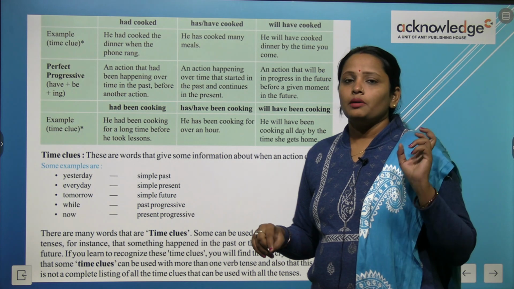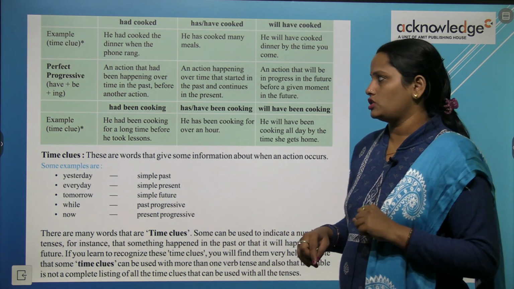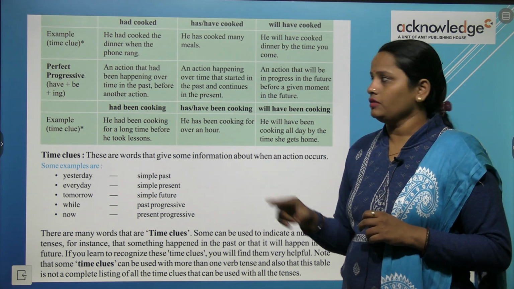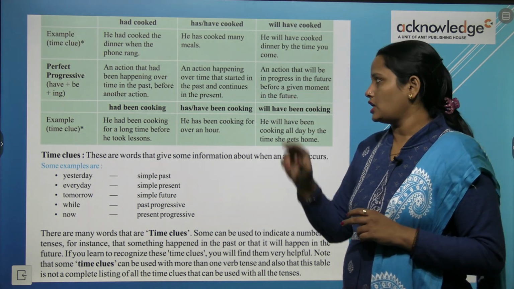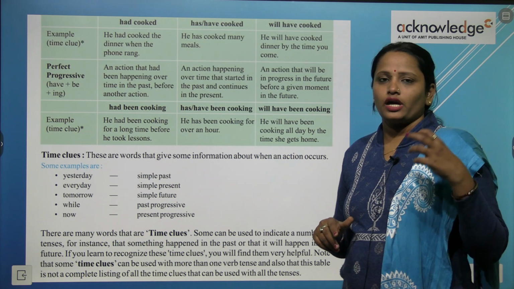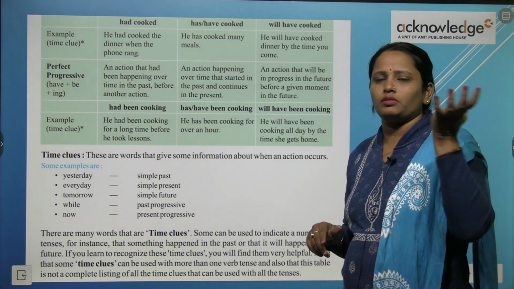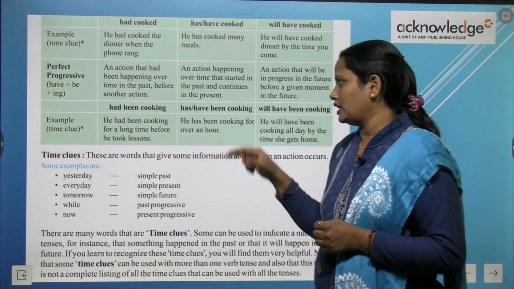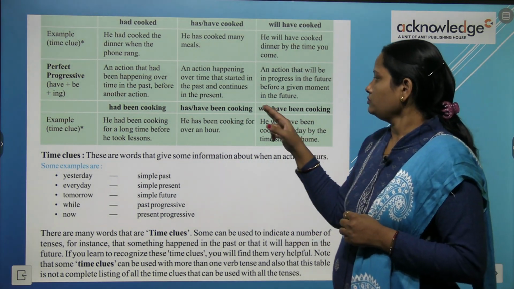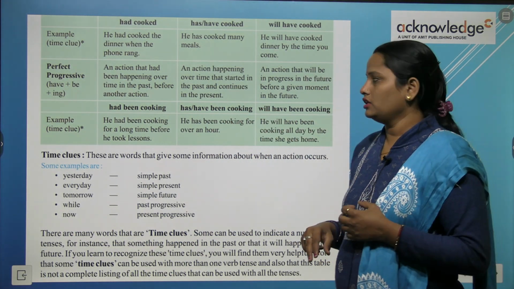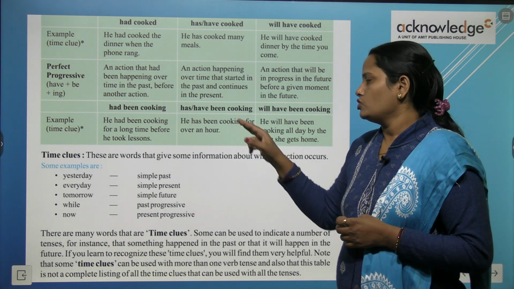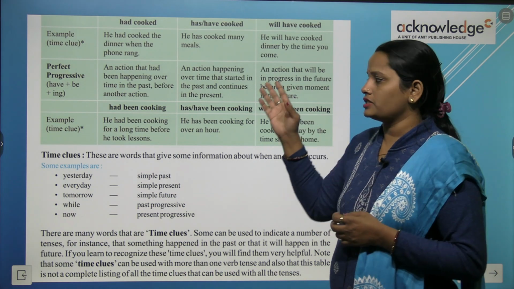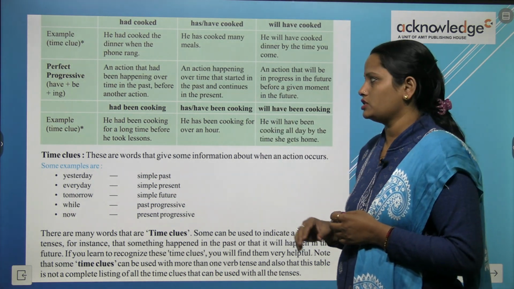Now in the present perfect continuous tense. अब इसमें क्या होगा, an action happening over time that started in the past and continues in the present. So एक ऐसा काम जो past में शुरू हुआ था और अभी तक वो काम चल रहा है. So यहाँ पे हम has या फिर have लिखते हैं been के साथ, and we add the main verb with ing. So he has been cooking for over an hour. So ये क्या था, present perfect continuous tense.